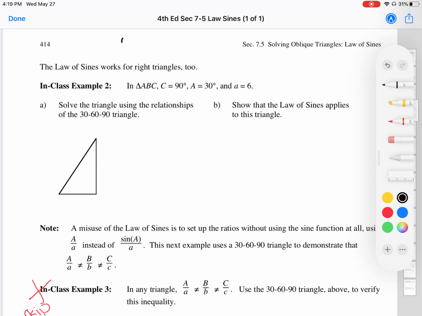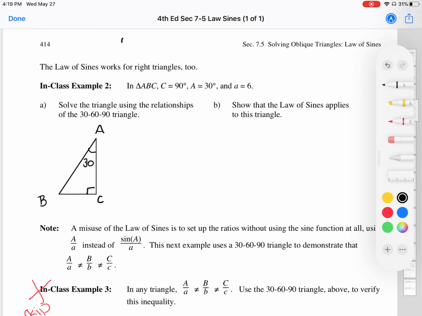All right, in class example 2. In triangle ABC, C is 90, A is 30, and side A is 6. A, solve the triangle using the relationship of 30-60-90 triangles. And B, show that the law of sines applies to this triangle. Okay, so let's solve it twice. So let's label our triangle. We have C is 90 degrees. This looks like 90, so that's going to be my C. A, B, C. We have C is 90, A is 30, and side A is 6.